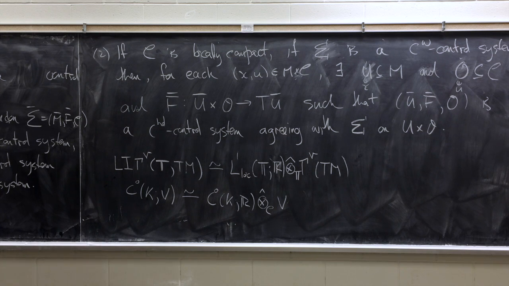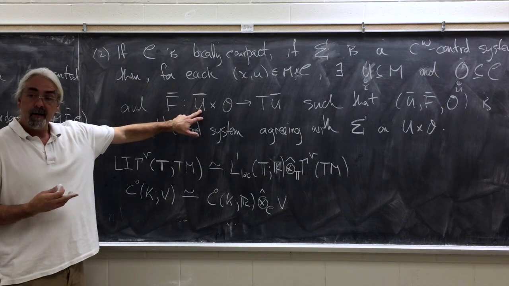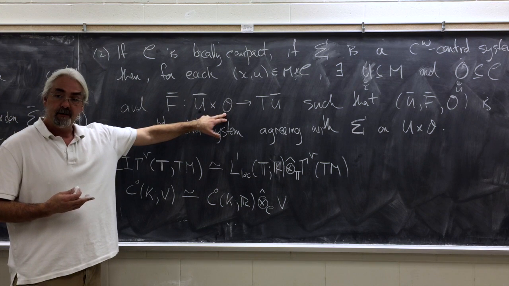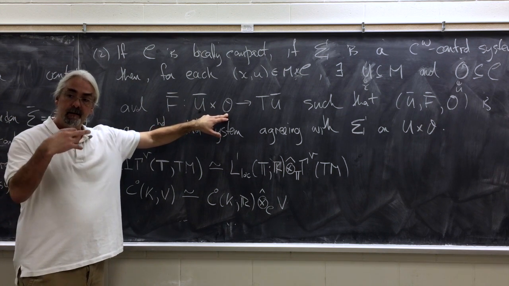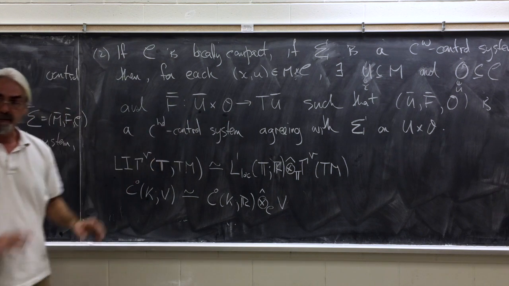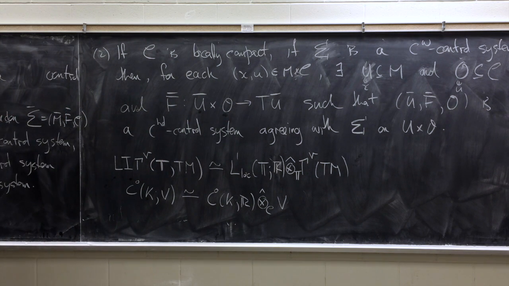But again, the hard thing, even in the little neighborhood and cover definition, is showing that this neighborhood U bar can be chosen to be a valid domain of extension for every control in that neighborhood. That's always the hard part, and that's where this comes in.